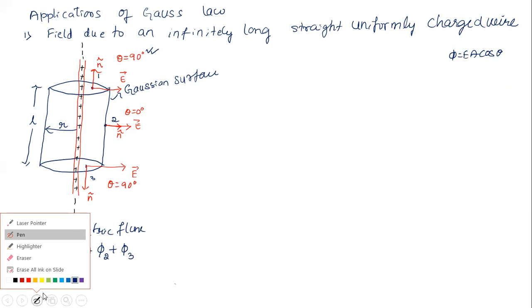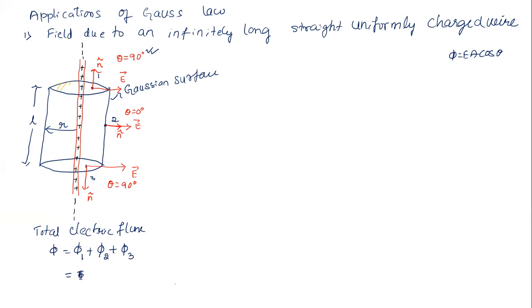So the electric flux through the first surface, which I'm shading in a little yellow color, becomes 0 directly. I'll write 0. Next, the electric flux through the curved surface. Here the electric field is E, and the angle is 0, so it never becomes 0. Now I should consider the area, the surface area of the cylinder, which is 2 pi r L, into cos 0 degrees. Cos 0 degrees is 1. So plus.